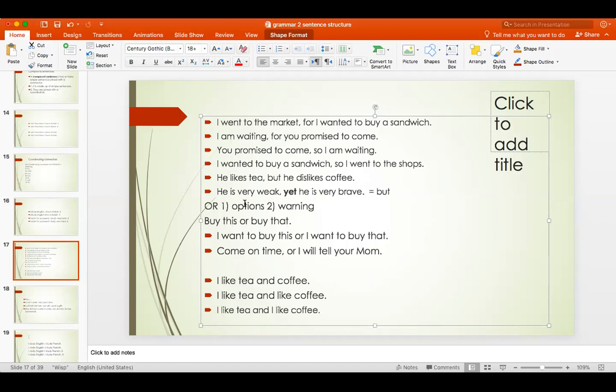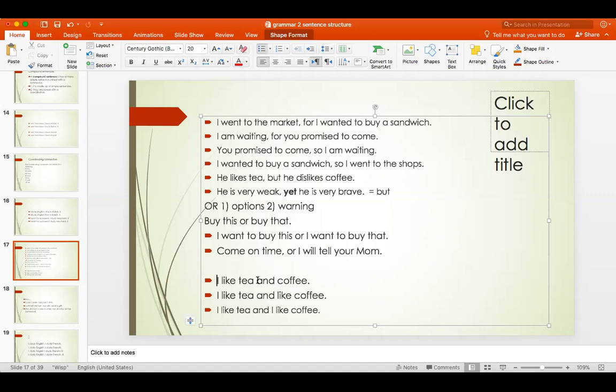When you use or, again, there are either options or a warning. I want to buy this, or I want to buy that. Students would ask here, why don't I say, I want to buy this or that? You could say that, but this becomes a simple sentence because the subject is not repeated. Come on time, or I will tell your mom. So there's a warning here.